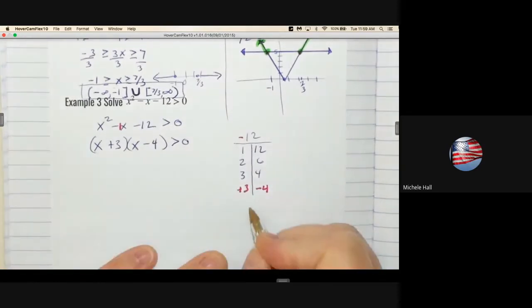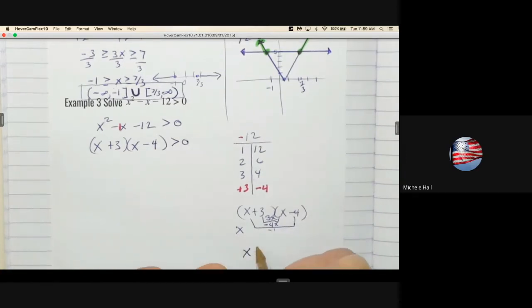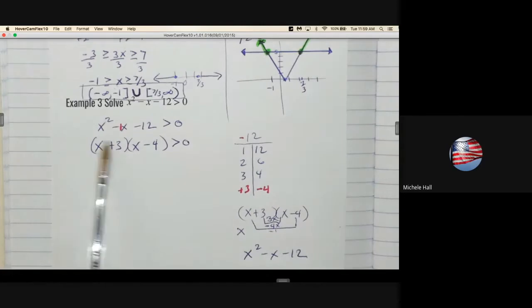If you're wanting to check your work, you would simply put it back together. X squared. Your inner and your outer are your middle term. 3 times x is 3x. X times -4 is -4x. And that adds to -1x. So we have x squared minus x, and 3 times -4 is -12, which is what we started with. So you can always check your answer by multiplying it back together.